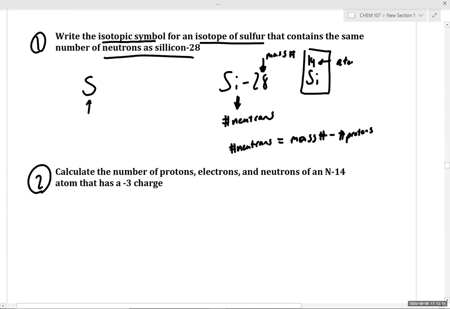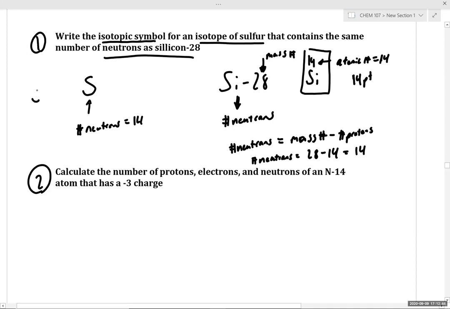And we know that our atomic number is equal to 14, so we have 14 protons. Ergo, the number of neutrons that we have is 28 minus 14, which gives us 14. So this isotope of sulfur, we know it has the same number of neutrons as silicon. So our number of neutrons is equal to 14.